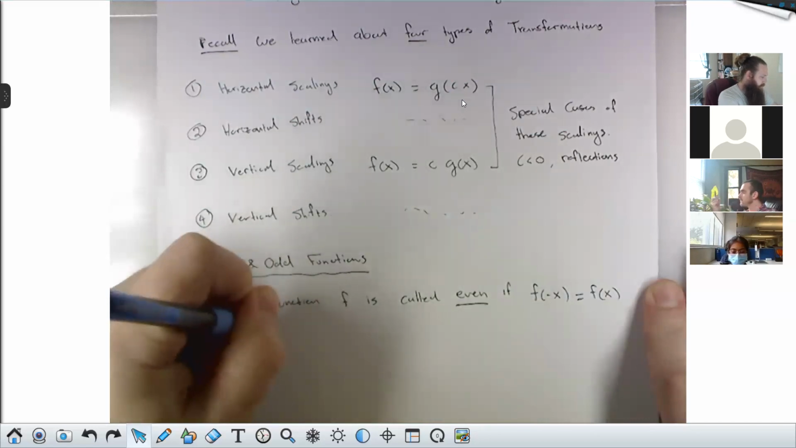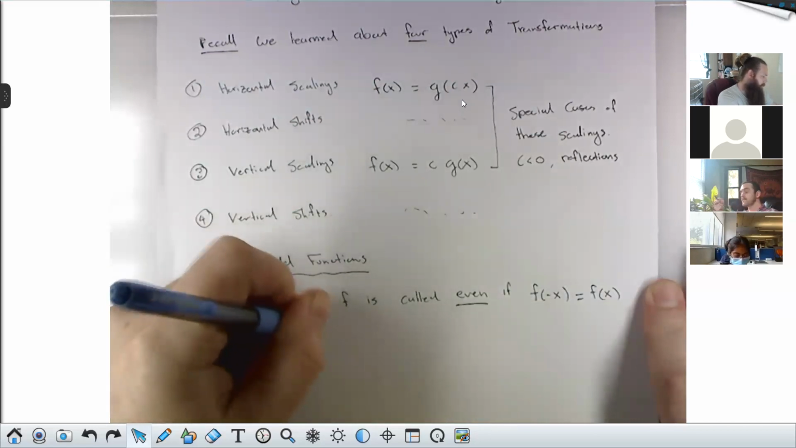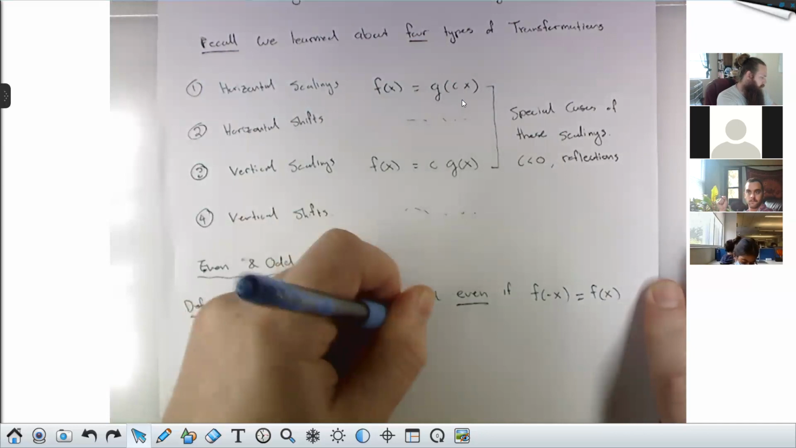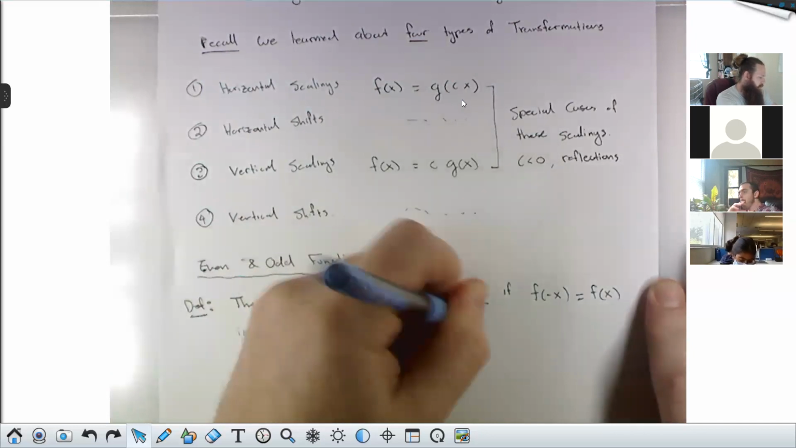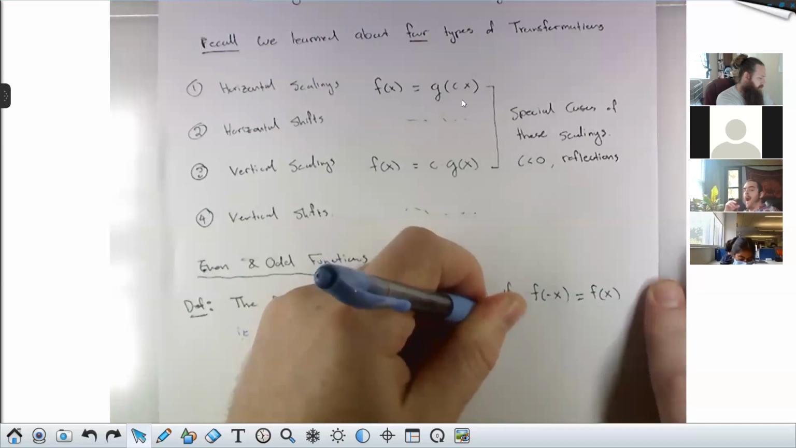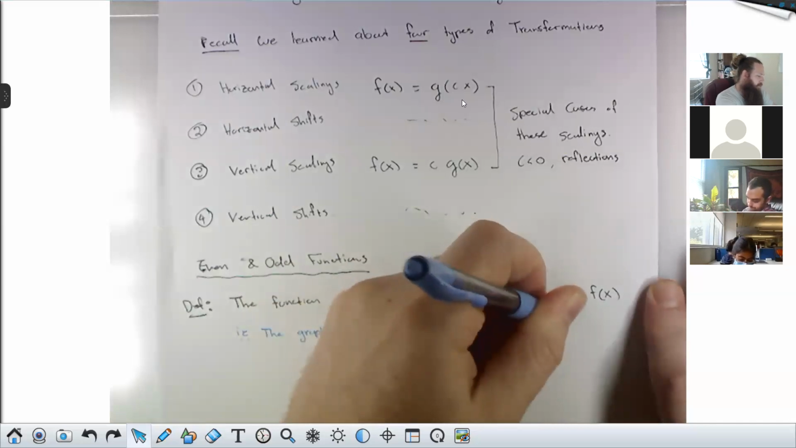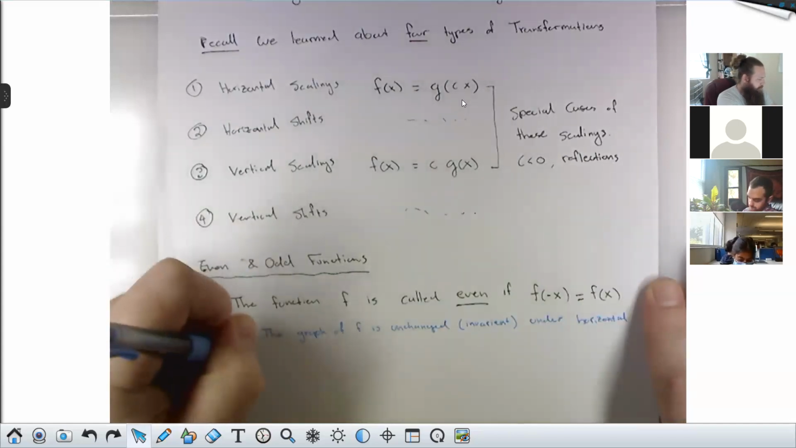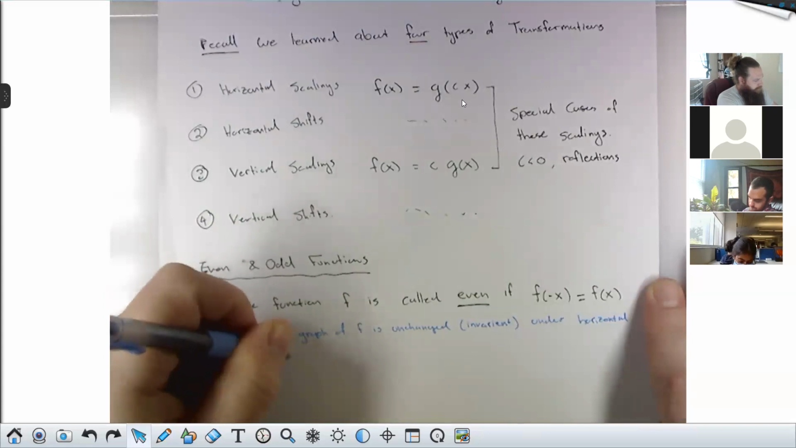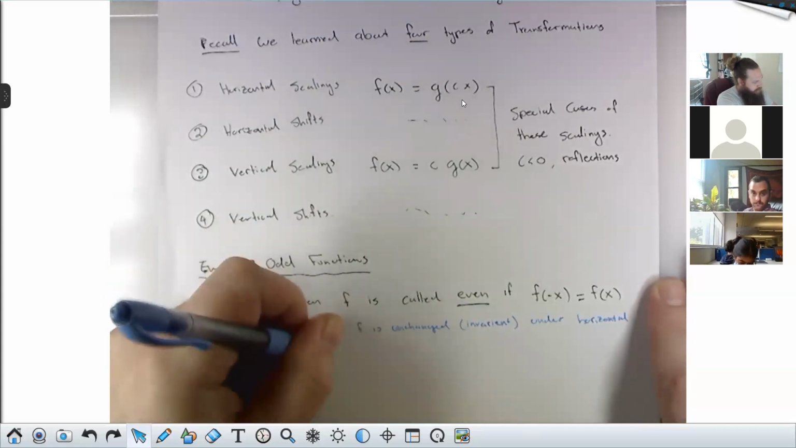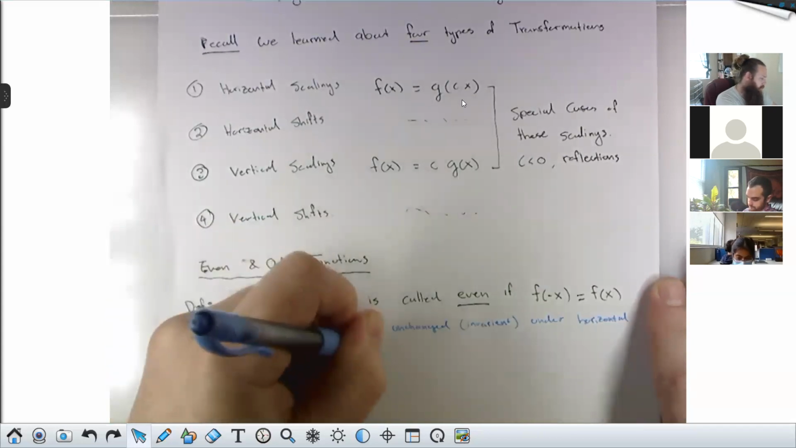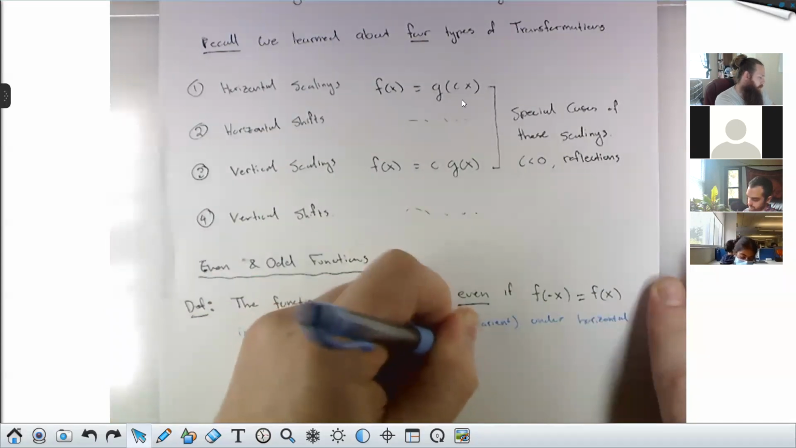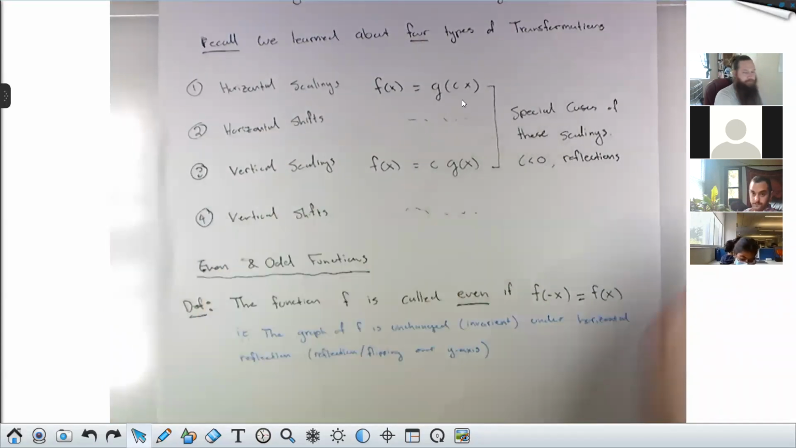I.e., the graph of f is unchanged. And the math word for that is invariant under horizontal reflection, which is reflection or flipping over the y-axis. So first, let me get one thing straight.